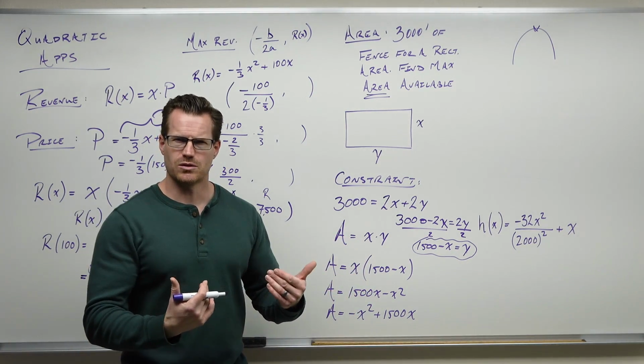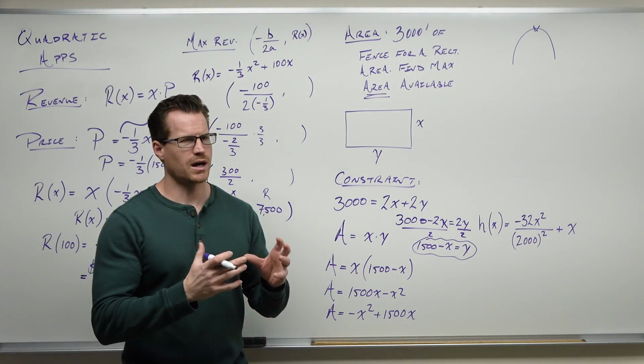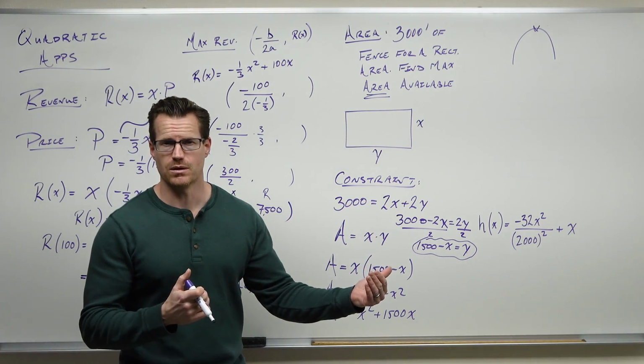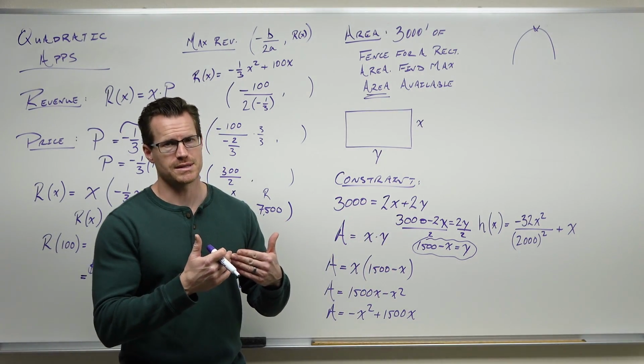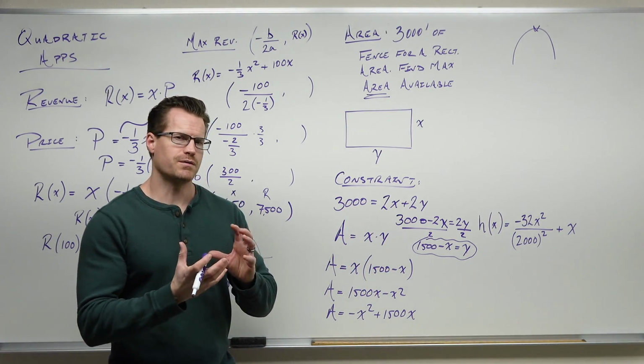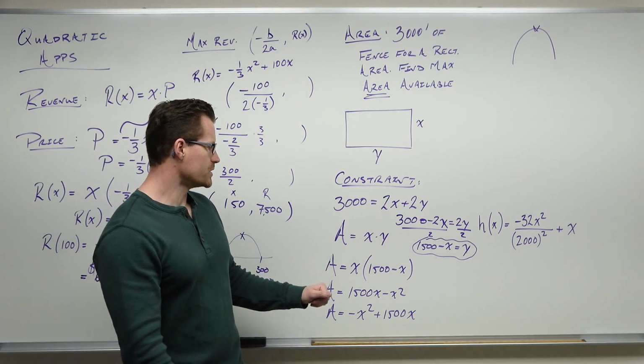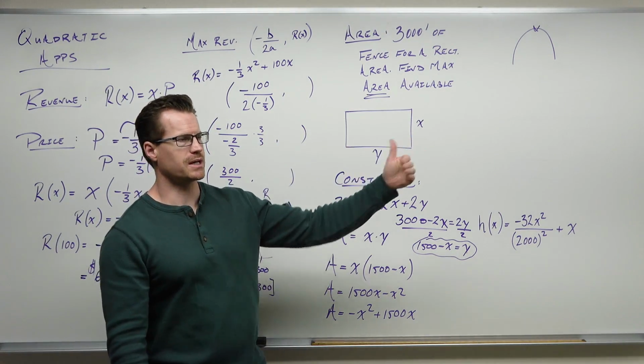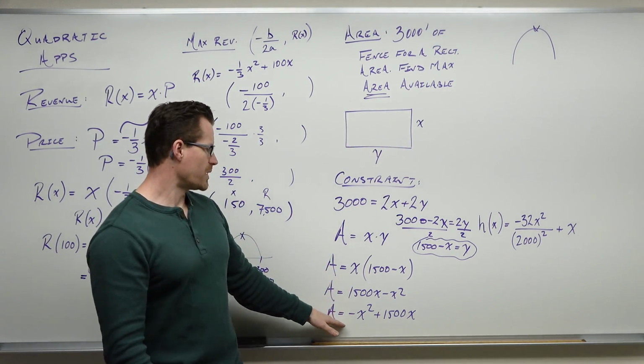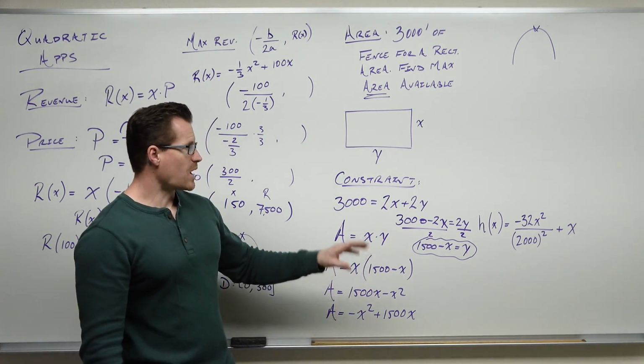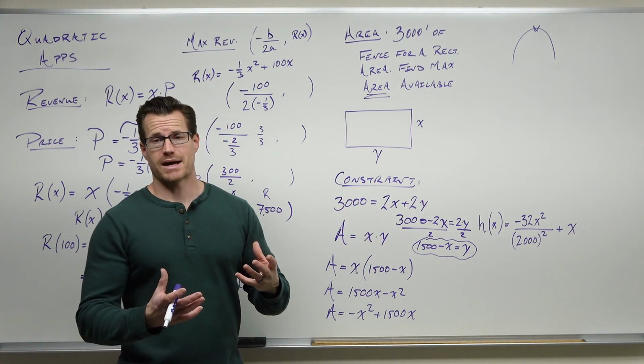We're not going to worry about the domain here. The domain would kind of be a natural domain of you got to be greater than 0. You can't have a side length of a fence that's negative. So it's kind of an obvious statement. We can't have an area that's negative either, so it'll limit us. But anyway, we have this downward opening parabola. We're going to find our vertex. That'll give us our maximum area.